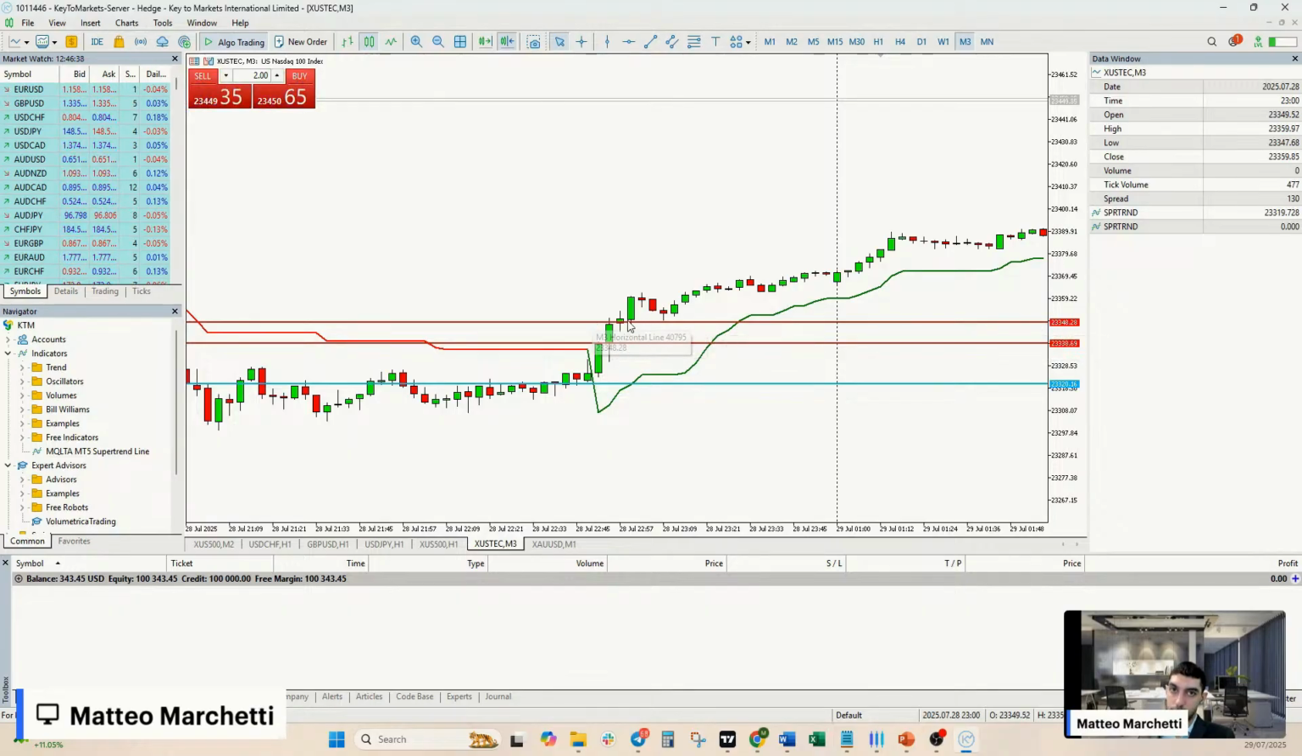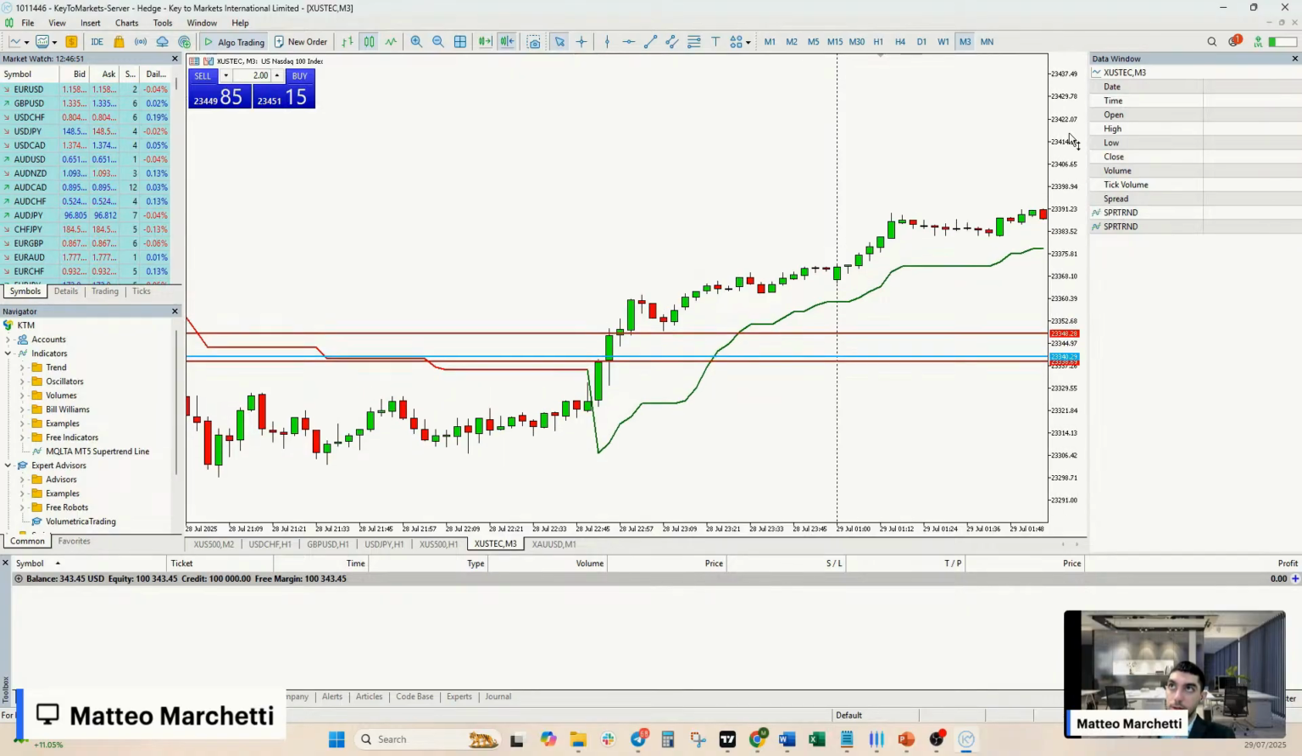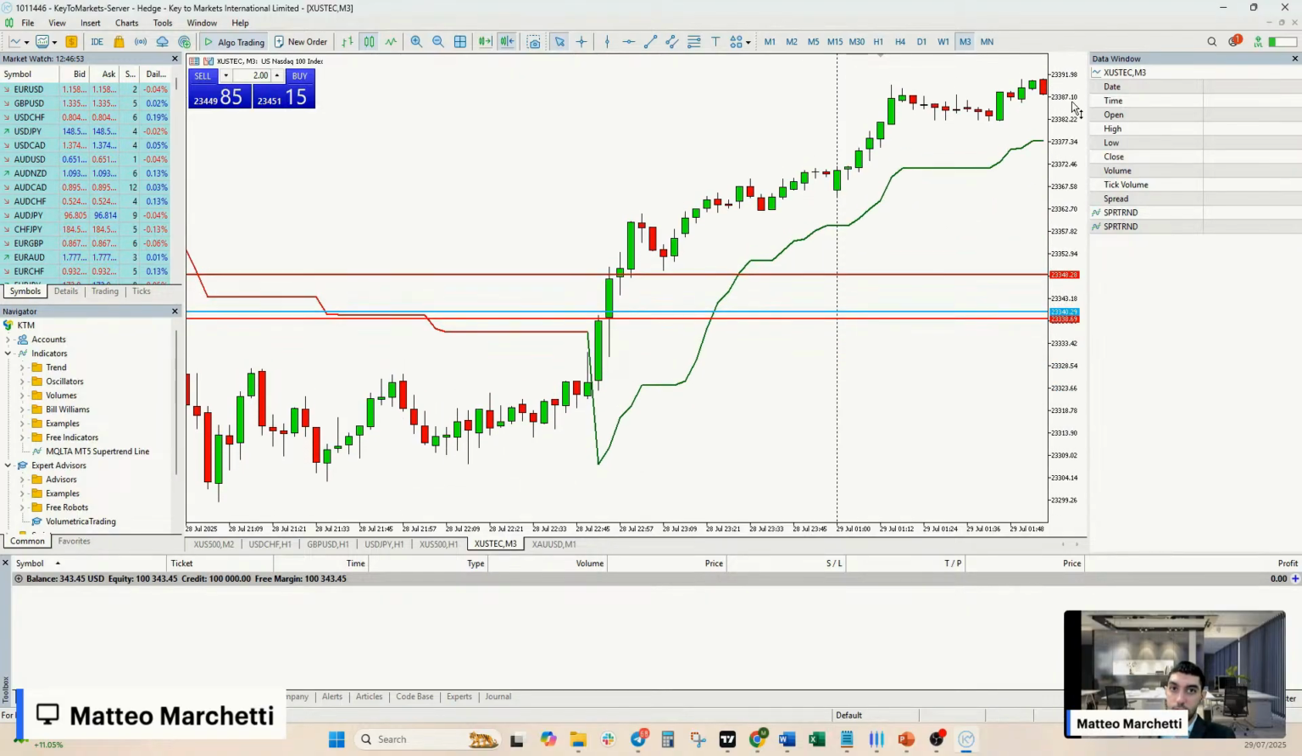as soon as we close the first half of the trade, what we are going to do is move our stop loss to break even. Okay, and we leave open the other trade. Now what happened? Because this point is really important.